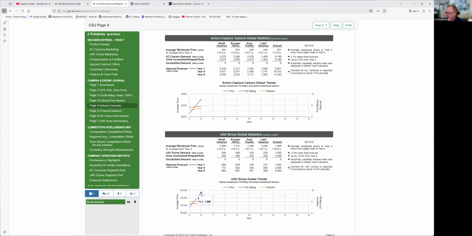So we had a very high increase in the price. And we had an increase in the number of features and in the PQ rating for both of the products. Okay. So we had a very clear increase in price. How did the industry do as a whole? On the camera, our sales were 2.1% higher than had been forecasted, and they were up by 9.3% from year 5. So the action camera market actually was pretty satisfied despite the $26 price increase.